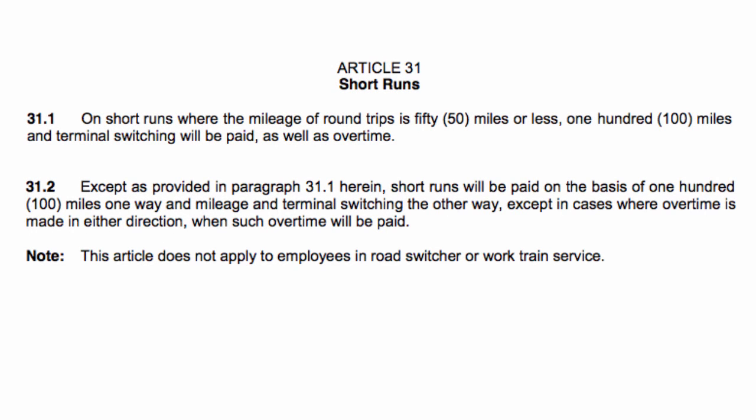Article 31, short runs. On short runs where the mileage of round trips is 50 miles or less, 100 miles and terminal switching will be paid, as well as overtime. Except as provided in paragraph 31.1 herein, short runs will be paid on the basis of 100 miles one way and mileage and terminal switching the other way, except in cases where overtime is made in either direction, when such overtime will be paid. This article does not apply to employees in road switch service or work train service.